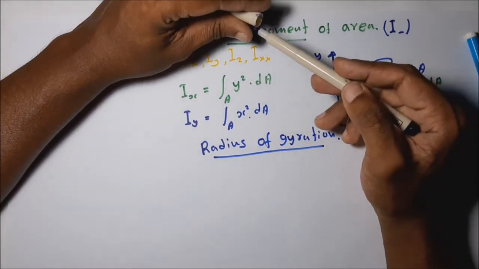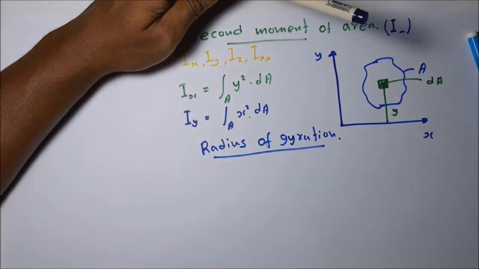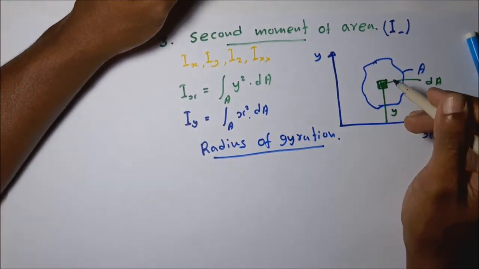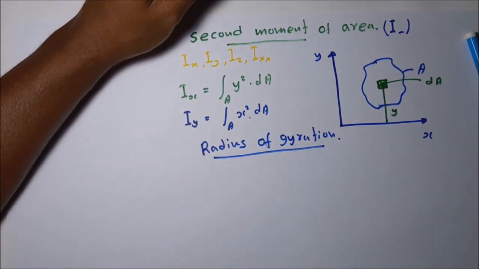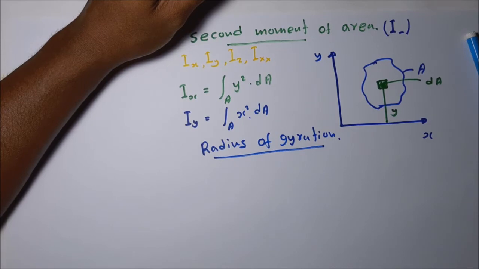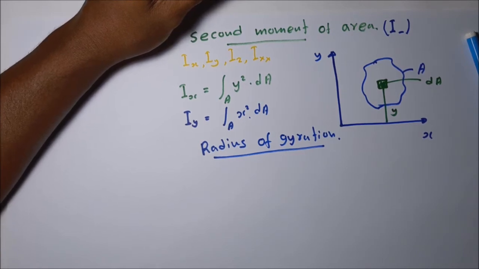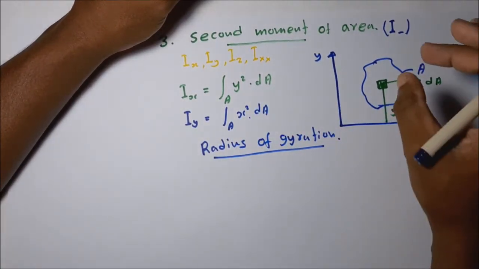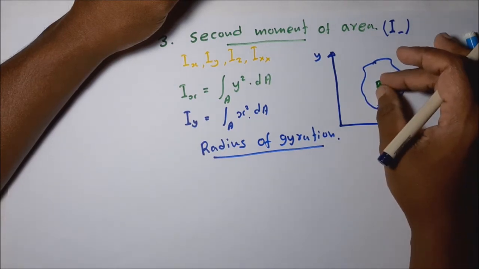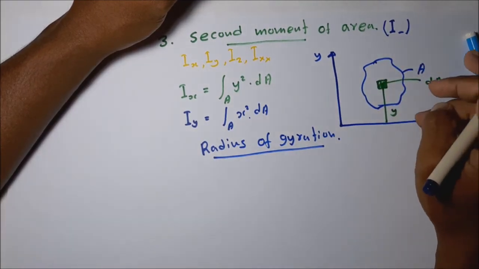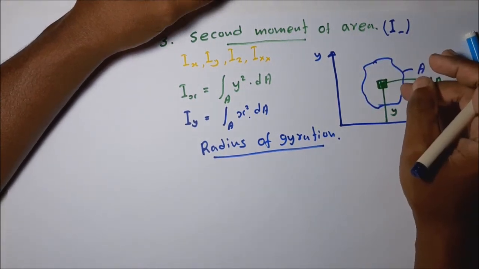What is the radius of gyration? It's mostly similar to the centroidal point. That means, to get the same Ix and Iy value, where we have to place this concentrated area A on this two-dimensional plane, that point, the distance from the axis to that point, is called the radius of gyration.